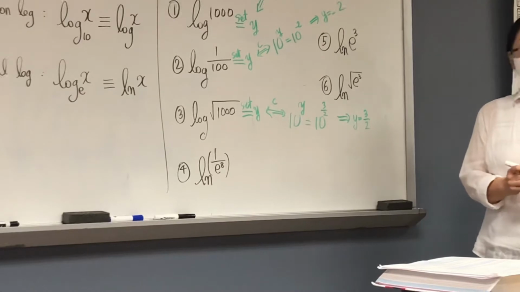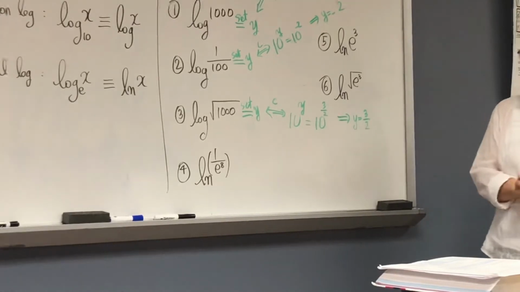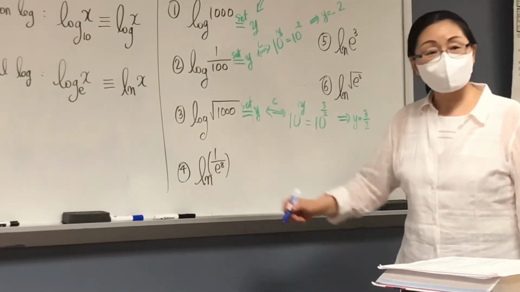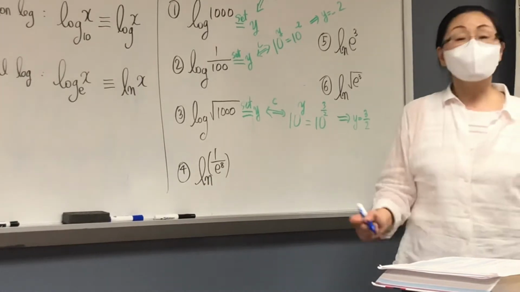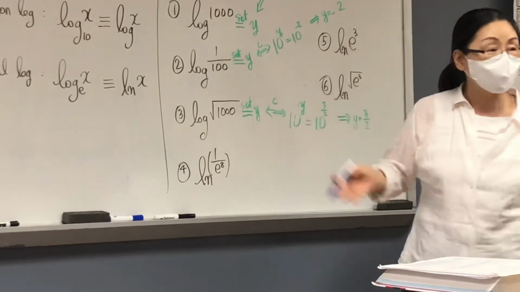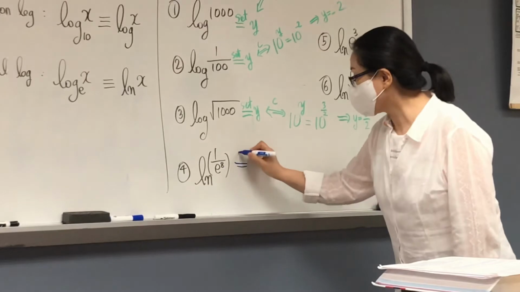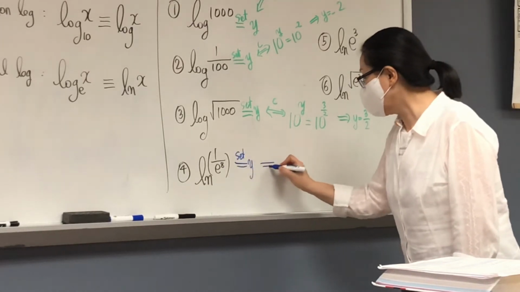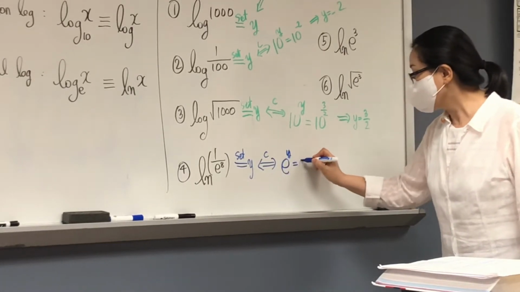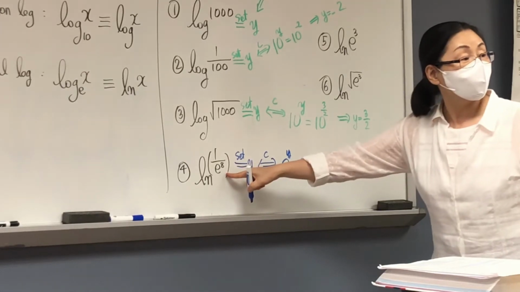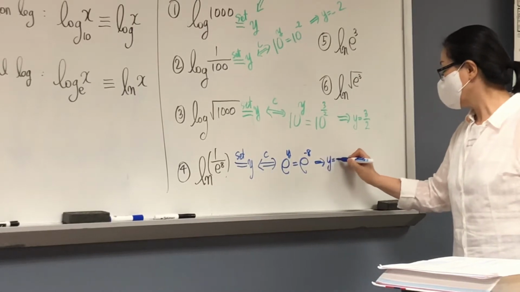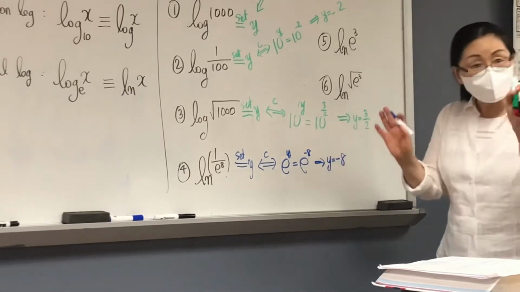Okay. Any questions so far? Number 4. What is the base? e, the natural number e, 2.71828 and so on. So, again, set y and convert. What is it? e to the y equals e to the negative 8. So what is y? Negative 8. Very easy.